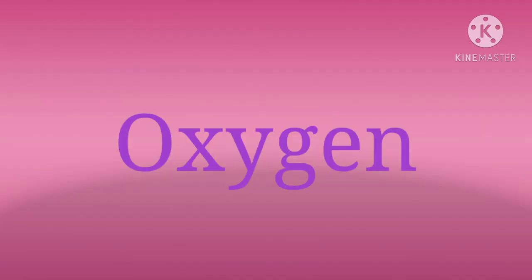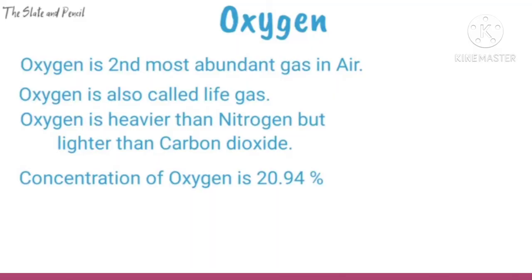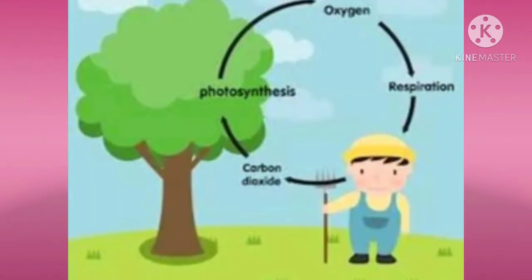Oxygen. Oxygen is the second most plentiful gas in the air. Oxygen is also called life gas. Oxygen is heavier than nitrogen but lighter than carbon dioxide. Concentration of oxygen is 20.94%. Green plants produce oxygen during photosynthesis. In this way, oxygen content in the air remains constant. If we cut trees, then this balance gets disturbed.